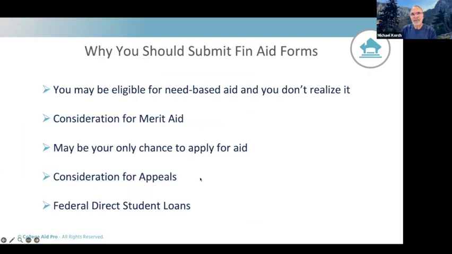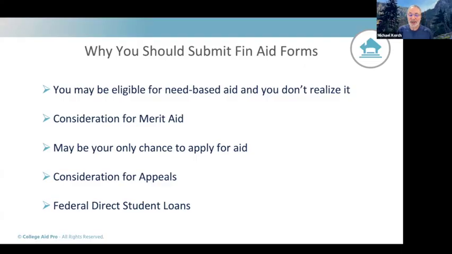Okay, so maybe you're a family that has more income and assets, and you're on the fence thinking, I don't know that we're going to, even if we were to submit the FAFSA, be eligible probably for very much aid. So why should we even do it in the first place?